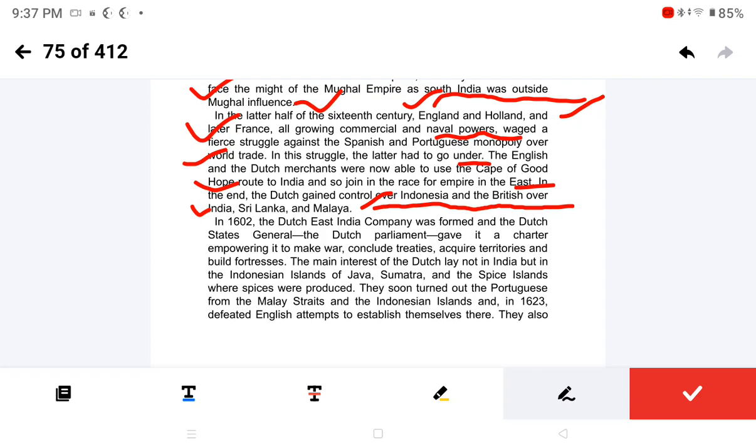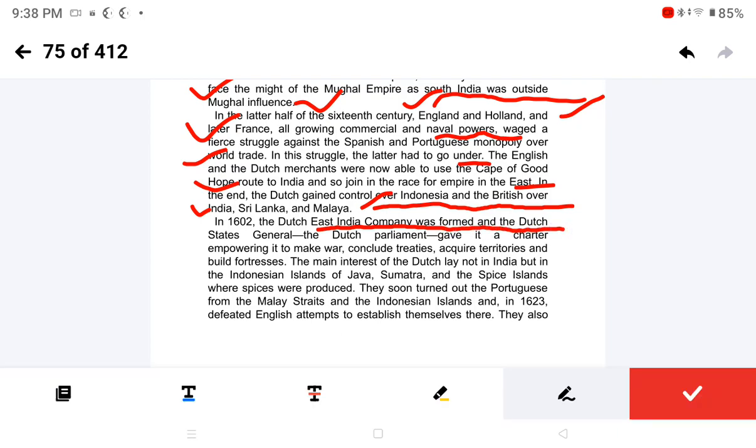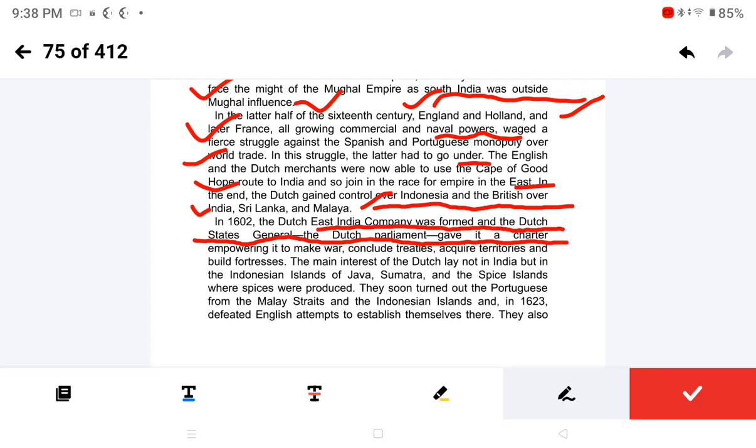In 1602, the Dutch East India Company was formed and the Dutch States General, the Dutch Parliament, gave it a charter empowering it to make war, conclude treaties, acquire territories, and build fortresses. The main interest of the Dutch lay not in India but in the Indonesian islands of Java, Sumatra, and the Spice Islands, where spices were produced.